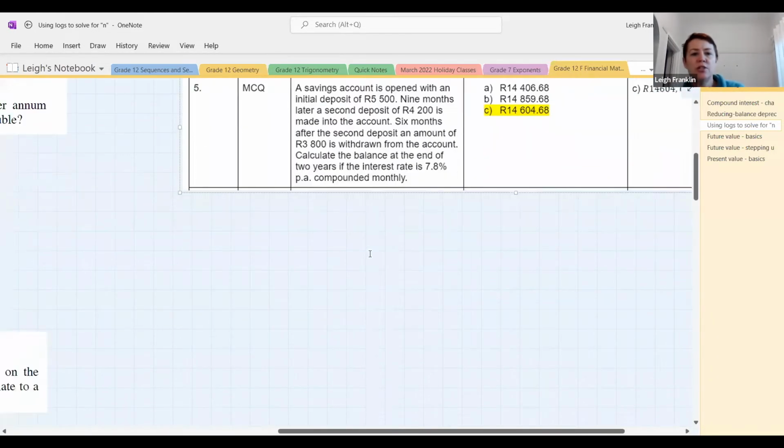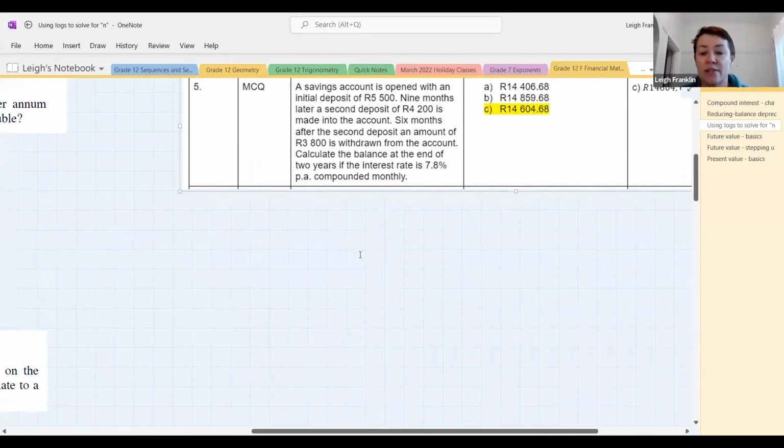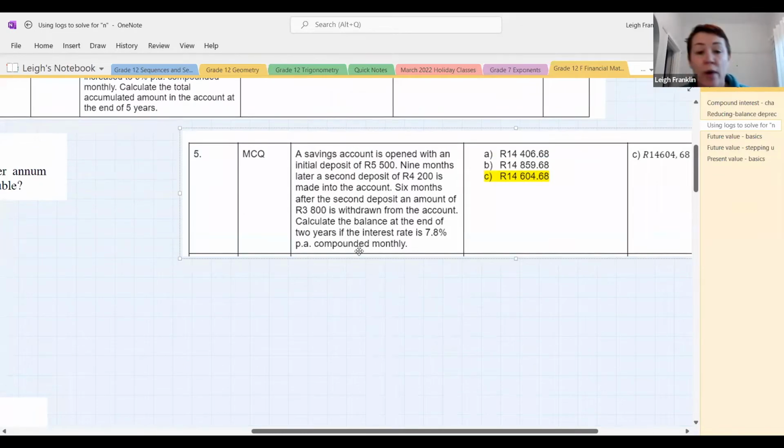Okay, so let's just go through this very quickly and then we can get started on what we actually want to talk about today, which is logs. A savings account is opened with an initial deposit of 5,500 Rand. 9 months later, a second deposit of 4,200 Rand is made into the account. 6 months after the second deposit, an amount of 3,800 Rand is withdrawn from the account. Calculate the balance at the end of 2 years if the interest rate is 7.8% per annum compounded monthly.